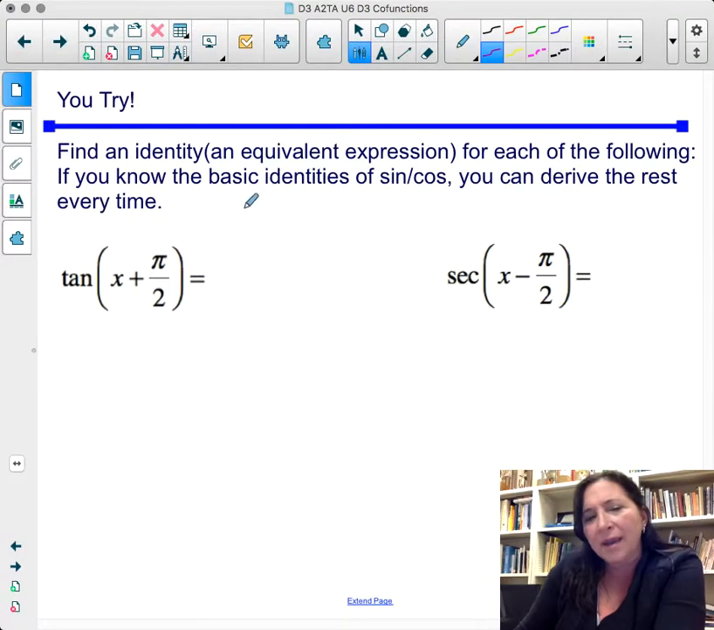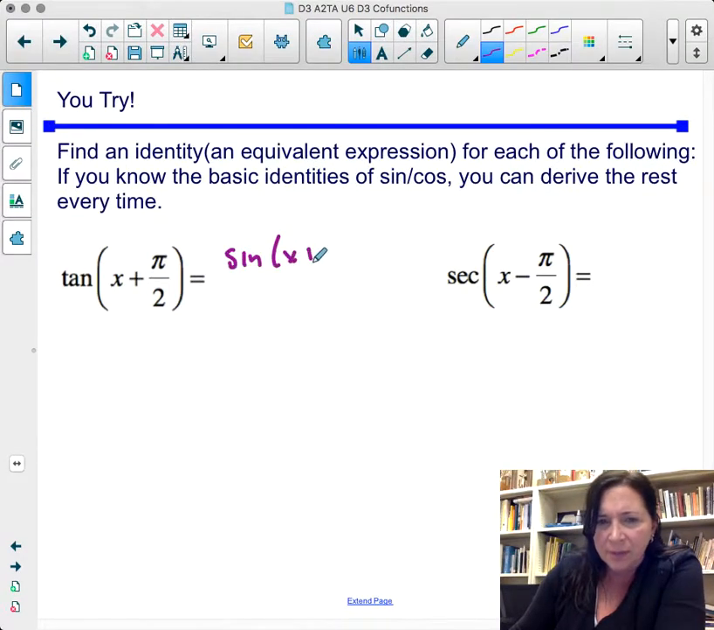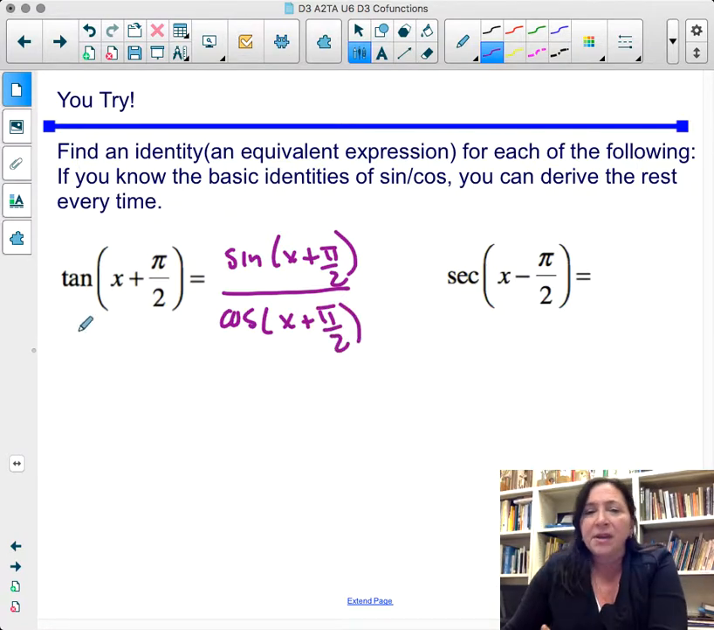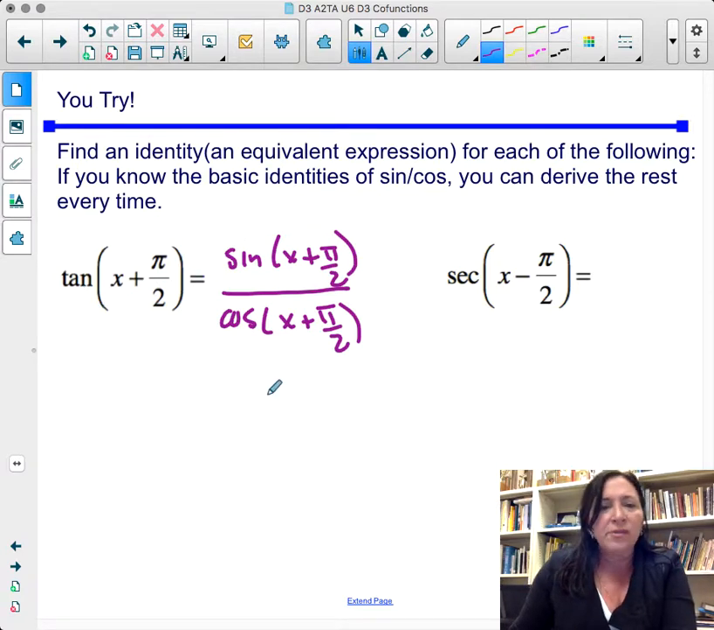Oh, and just for a heads up, I could do this too: sine of x plus pi over 2 divided by cosine of x plus pi over 2. Don't forget that, because this is an option. If you forget the tangent formula on the test or quiz, you can always use sine and cosine. And I feel like we've done the sine and cosine enough that hopefully you would be able to reiterate that. But let's just do tangent right now.